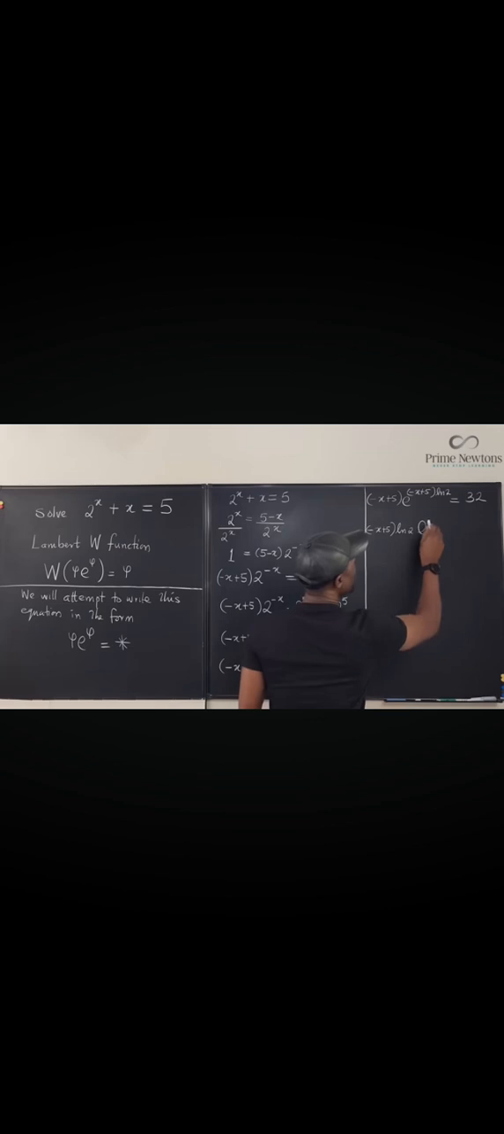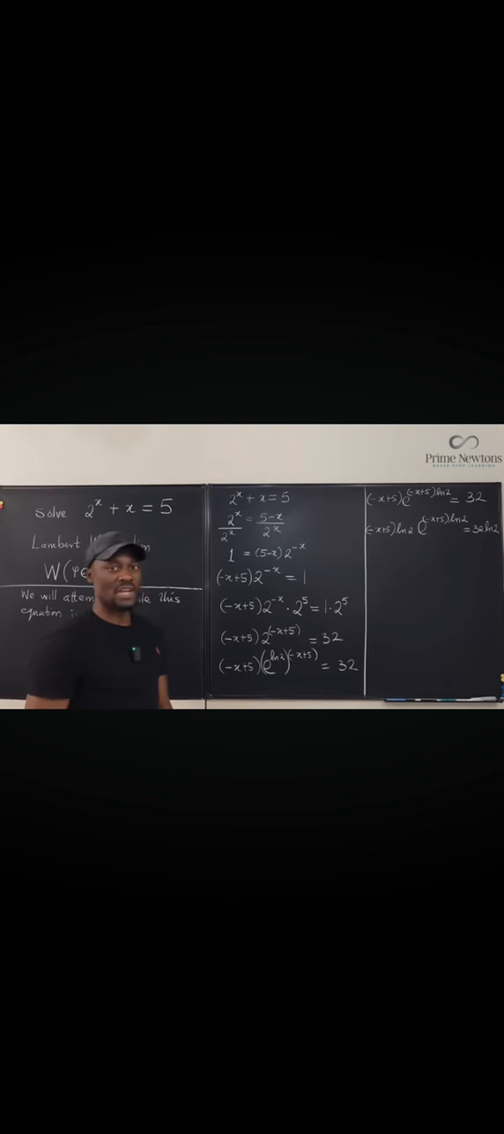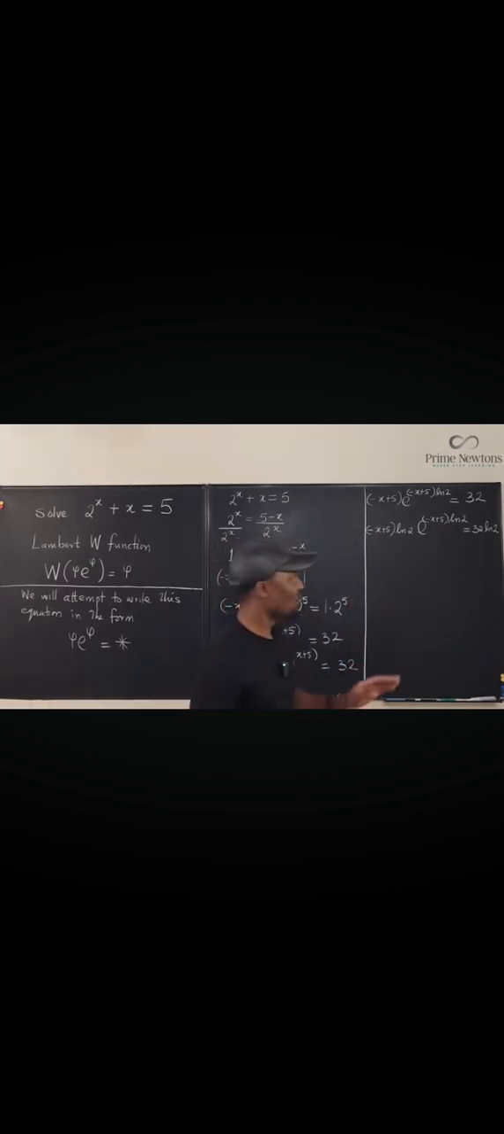So what we do here is it's going to be negative x plus 5 ln of 2, e to the negative x plus 5 ln of 2, is equal to 32 ln of 2. Now we have come to our conclusion. If you plug this into the W function, you're going to plug this also into the W function.